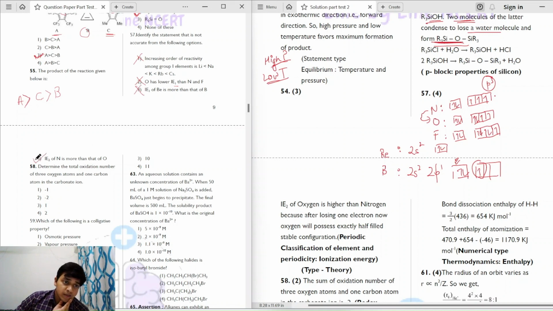So option 4 will be the correct answer. What does option 4 say? It says that the second ionization energy of nitrogen is more than that of oxygen. This statement is absolutely correct, because as we saw here in the electronic configuration of oxygen, if oxygen loses one electron, it will form a stable half-filled configuration. So it will not want to lose the second electron. So the second ionization enthalpy of oxygen is lower than nitrogen. So the correct answer will be option 4.